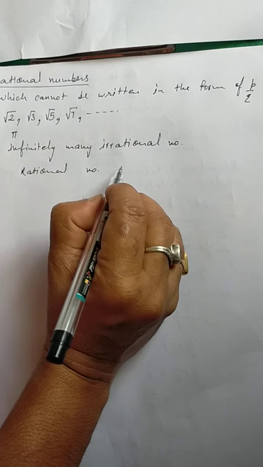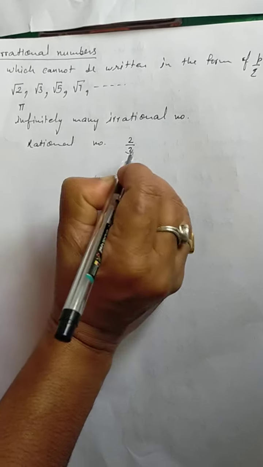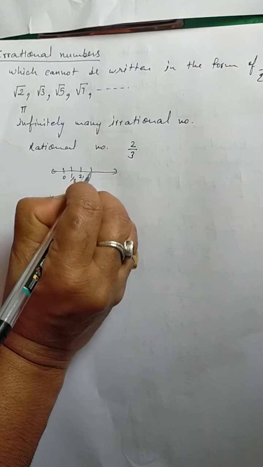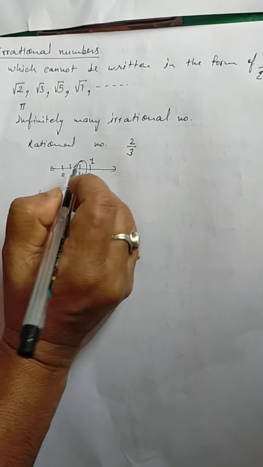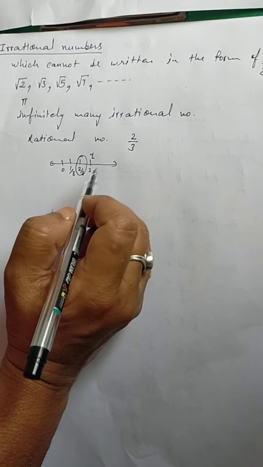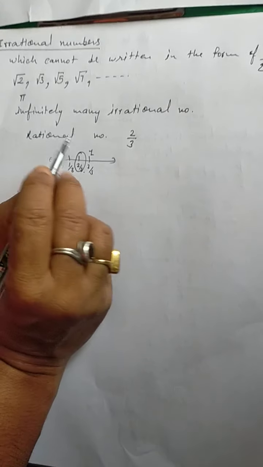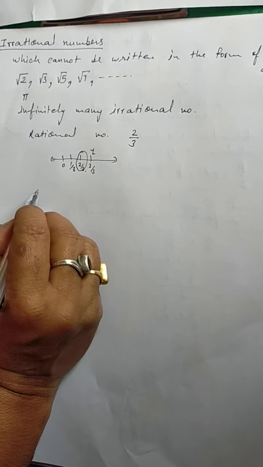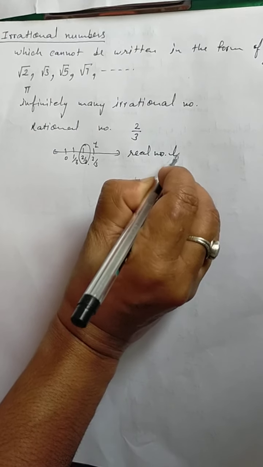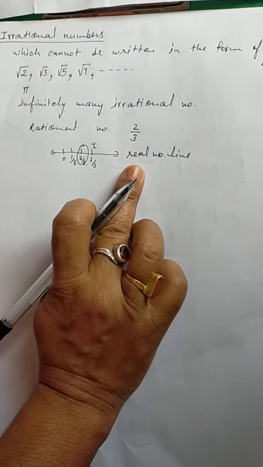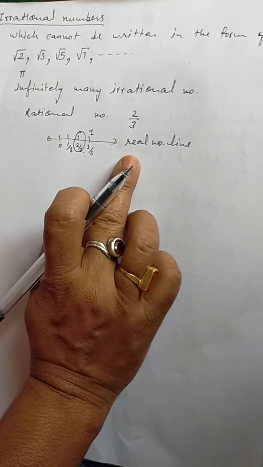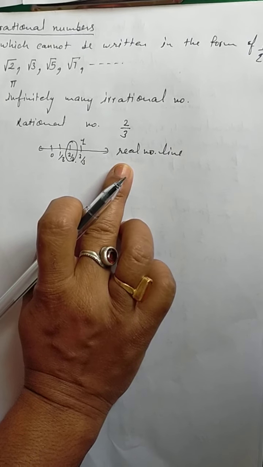We have learned to denote 2 by 3 on the number line like this: 0, that is 1 by 3, 2 by 3, 3 by 3, that is 1, this is 2 by 3. This is the representation of a rational number on the number line. Like this we can also represent irrational numbers on the number line, because this number line is not only for rational numbers, it is called the real number line. Real numbers are of two types, rational as well as irrational. So like rational numbers, irrational numbers can also be represented on the number line.